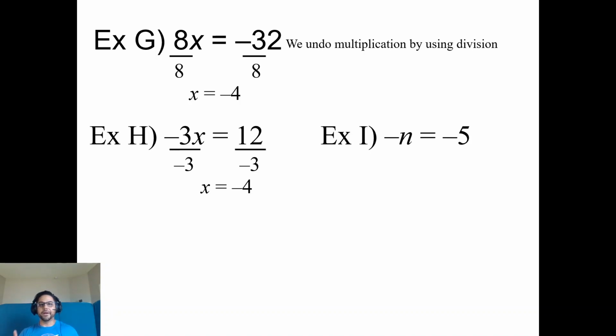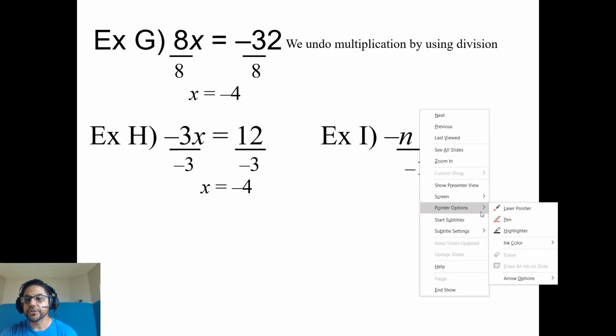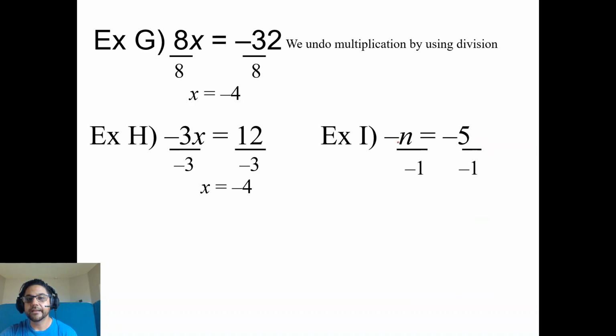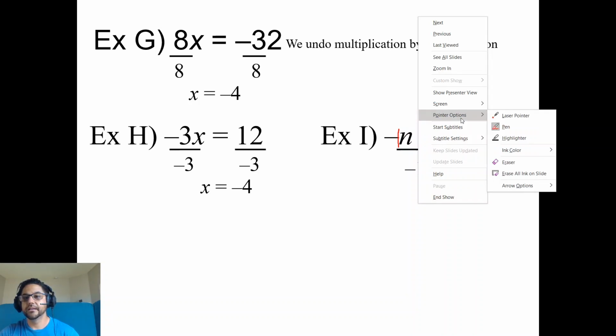Ooh, on this one here, remember how we said we don't write 1x for our answer? We don't write -1n for our answer either, but we can put the negative sign there for our work if we'd like to. Because if you have the -1, it's a little bit easier for some students to recognize that they need to divide both sides by -1. So if it helps you, let me see if I can do it. Let's see, pointer options, pen. You could actually put like a little 1 right there. So that means you're going to divide both sides by -1. Very nice. All right, let's go back to my laser pointer.